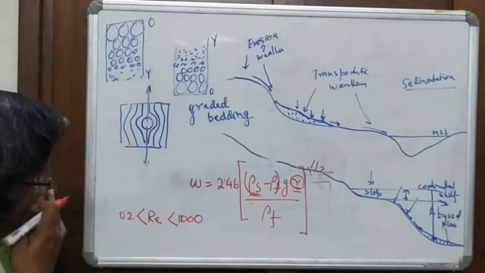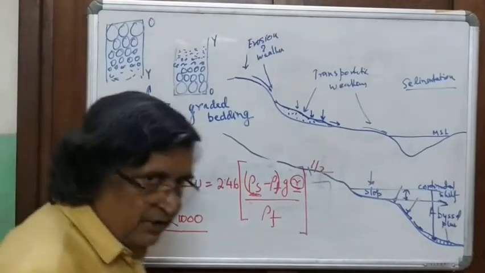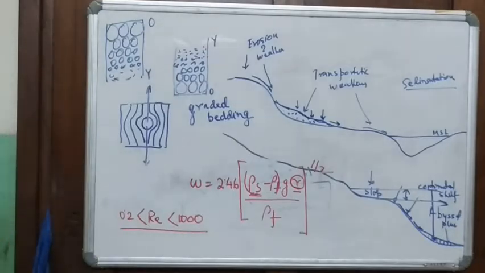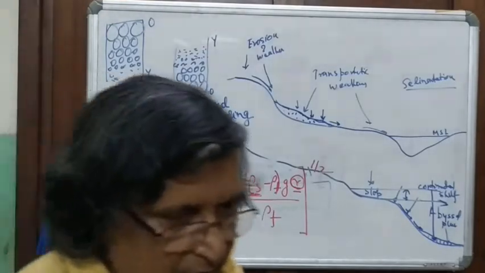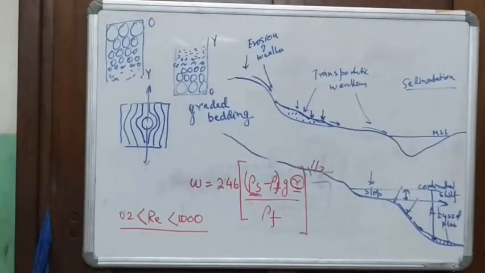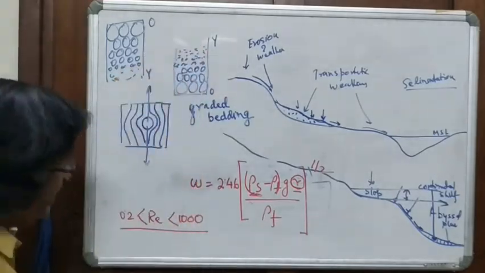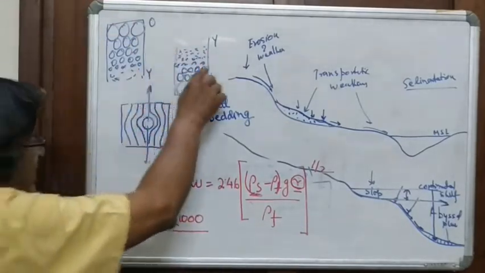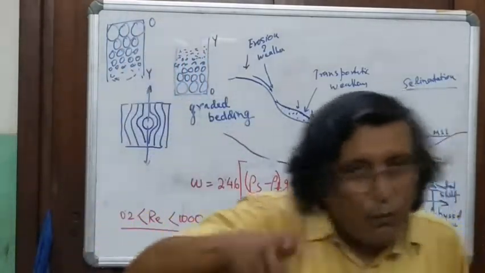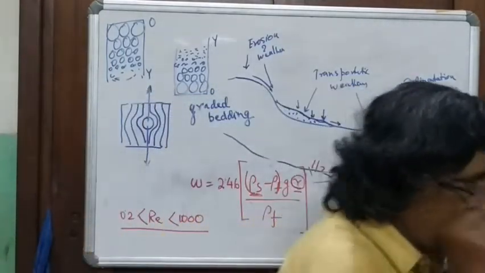So this works much better for Reynolds number 0.2 to 1000, still laminar flow, because laminar flow is overcome by turbulent flow when the Reynolds number is greater than 2000. So this is what it is all about. And this is what graded bedding is, and this is normal bedding, young at the top, and old at the top is a sequence that is inverted. Why inverted? We will talk about it later. So this is what happens.